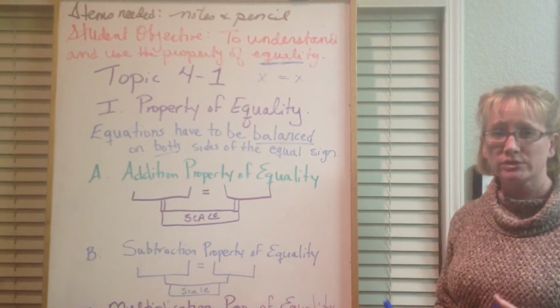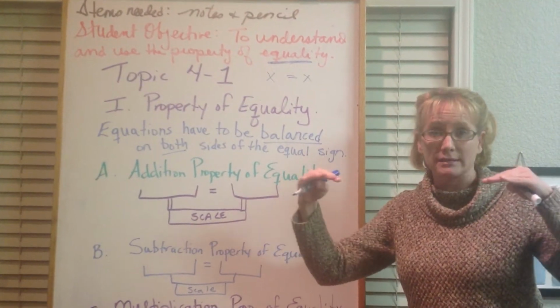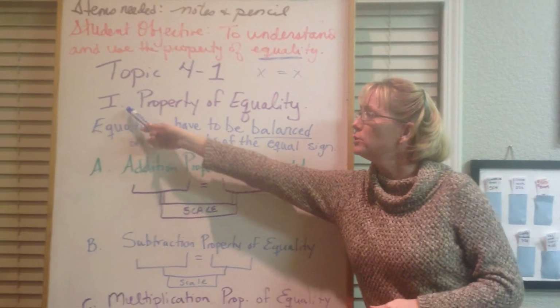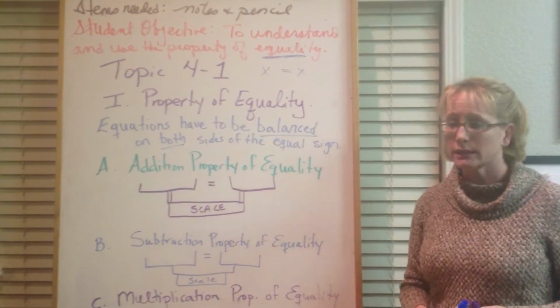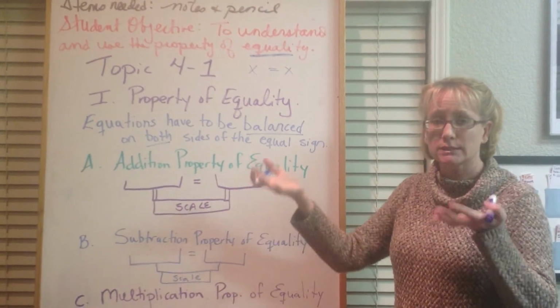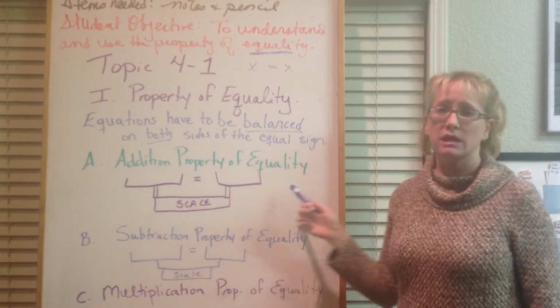This is really important when we start getting into algebra to understand that both sides have to be the same weight. So the first thing we're going to talk about is the property of equality. So put Roman numeral 1 and put the property of equality. Equations have to be balanced on both sides of the equal sign. So first we're going to talk about A, the addition property of equality.